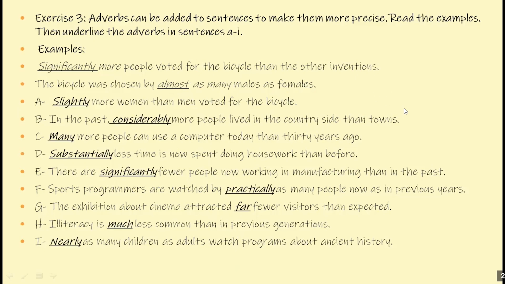Okay. In the first sentence, slightly more women than men voted for the bicycle. In the past, considerably more people lived in the countryside than towns. Many more people can use a computer today than 30 years ago. Substantially less time is now spent doing housework than before. There are significantly fewer people now working in manufacturing than in the past.